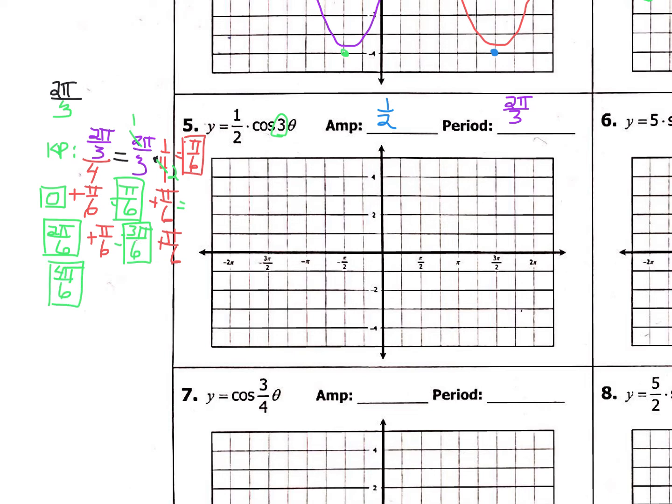So notice that, by the way, 4 pi over 6 reduces to 2 pi over 3, which is what we wanted, 2 pi over 3. We're going from 0 to 2 pi over 3. So we have split our period correctly.